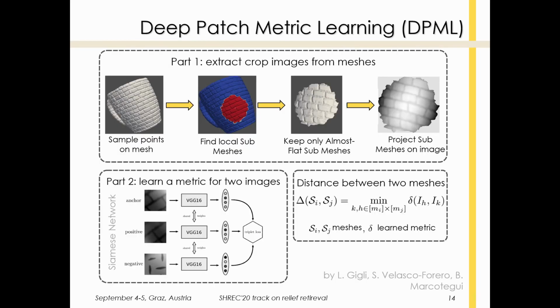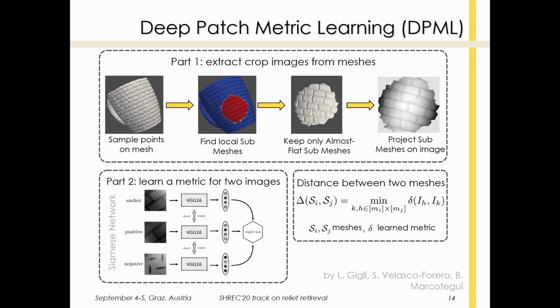This method is called deep patch metric learning, and it works in two main steps. The first one involves the extraction of patch images from the mesh surface to correlate information about relief from the global shape of the mesh. This is done by sampling randomly the surface and by considering the flattest neighborhood of the sampled points. Such neighborhoods are then converted into images.